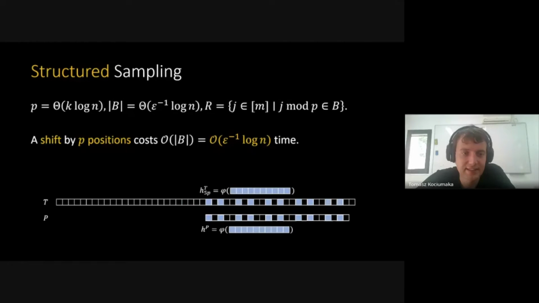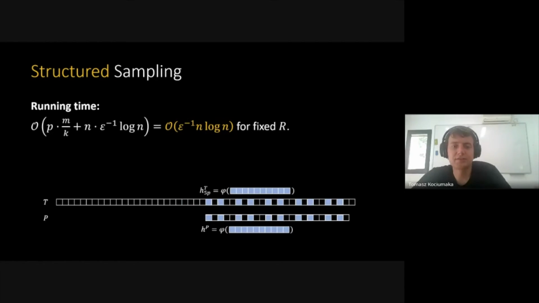So what's the running time? For the first p shifts, for the first p offsets, we need to compute the fingerprints using the old method, by just looking at every single sampled character in m over k time in expectation. But for the remaining ones, we can update the fingerprint from p positions before, and that costs epsilon to the minus 1 log n time per shift. And in total, we get epsilon to the minus 1 n log n.